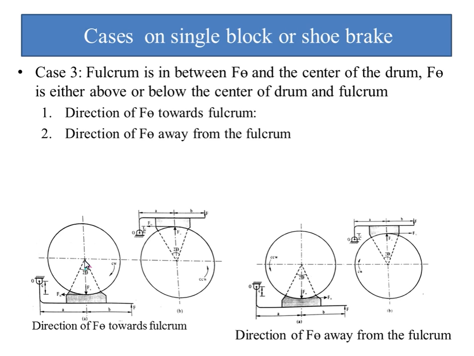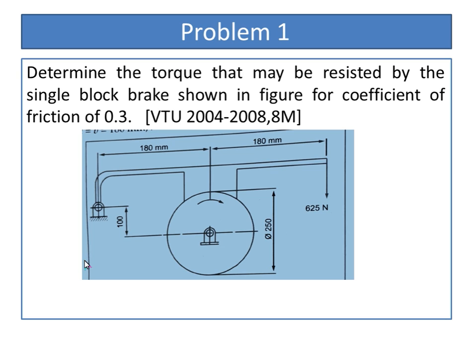So we will discuss the cases based on the given problem. This is problem 1, where you can see he has given a sketch in which a single block brake is shown. This is the block which is attached to the drum, and it will be operated through the lever. This is the lever, and the load applied on this lever is 625 Newton, which acts on the brake drum to slow down or to stop the drum.